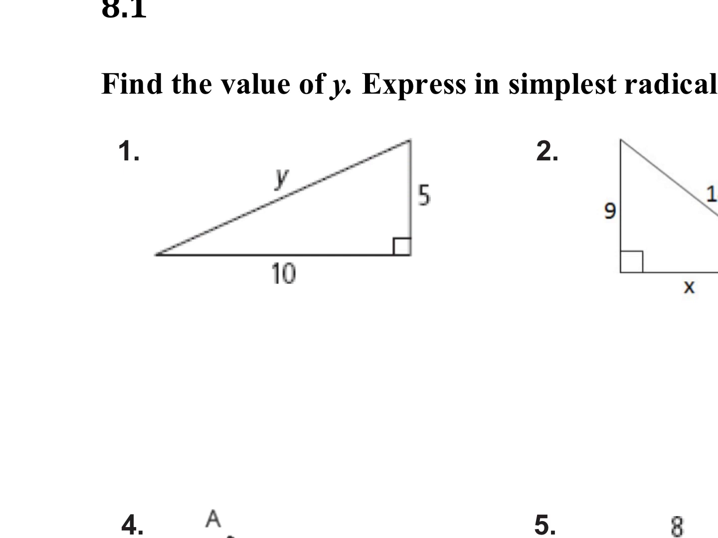Is it 5? It's not 5. We don't know the angles, right? This isn't a 30, 60, 90. It's not a 45, 45, 90. We don't know anything about the angles. We can't just add both of the legs.